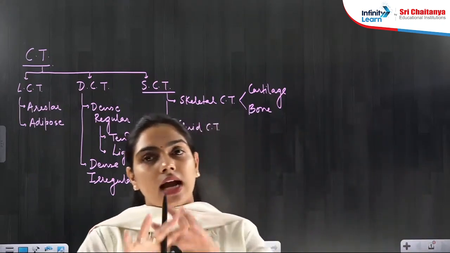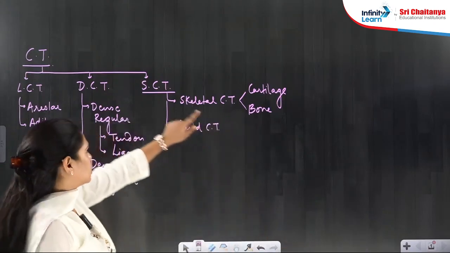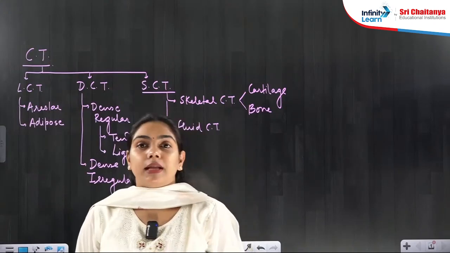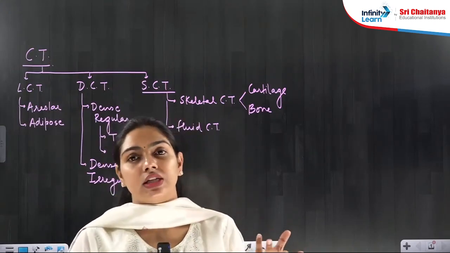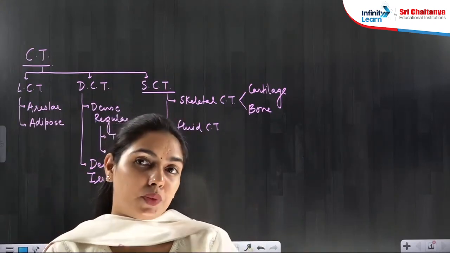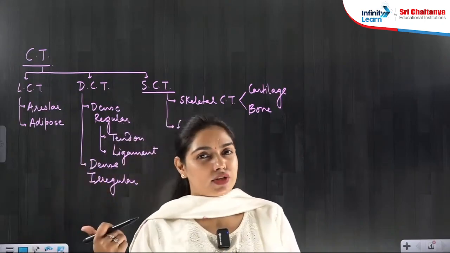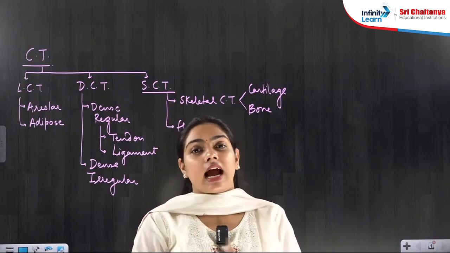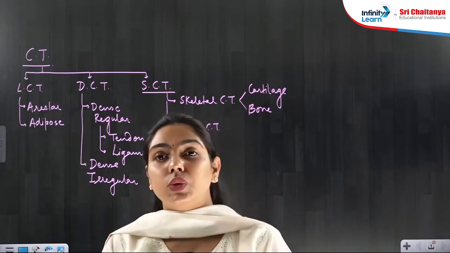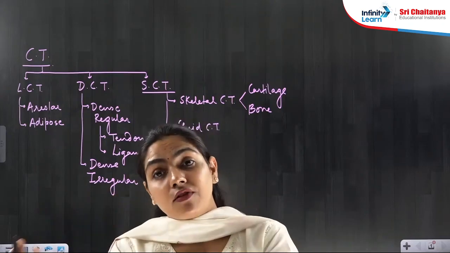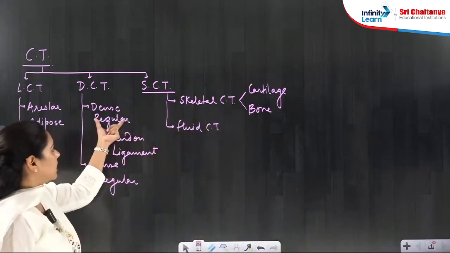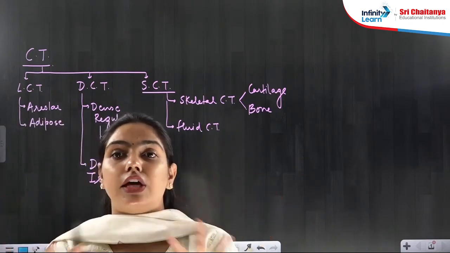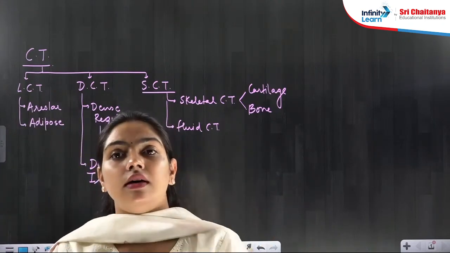If you want to understand the whole connective tissue, this chart, this mind map of the types is very, very important. Sometimes they simply ask this question: areolar tissue is which type of connective tissue? Then the answer will be loose connective tissue. Adipose tissue is which type? Loose connective tissue. Tendon and ligament is a type of which connective tissue? Dense connective tissue. Which type of dense connective tissue? Dense regular connective tissue. So you should remember these terms, this classification, the types of connective tissue.